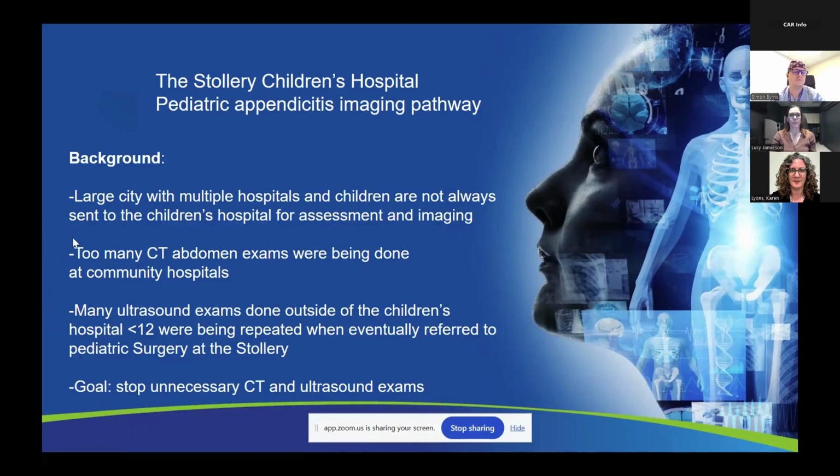So we created a pathway with our pediatric general surgery and emergency colleagues. And the background is that we're a large city with multiple hospitals, and children aren't always sent to the Stollery for assessment and imaging and to see children's surgeons. And too many CT exams were done in community hospitals. So our goal was to decrease the volume of CT imaging peripherally. Many ultrasounds as well were done in the community and then repeated when they were seen by a pediatric surgeon here. So our goal was to stop unnecessary CT and ultrasound exams.